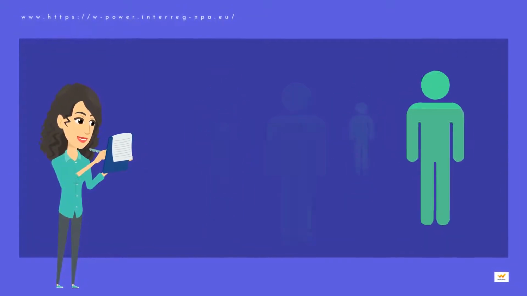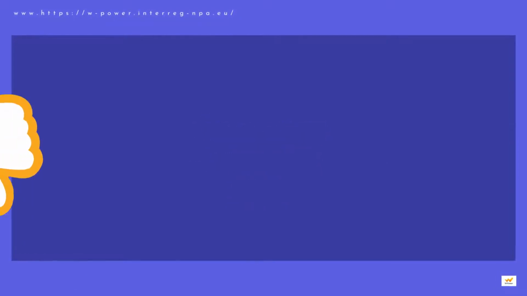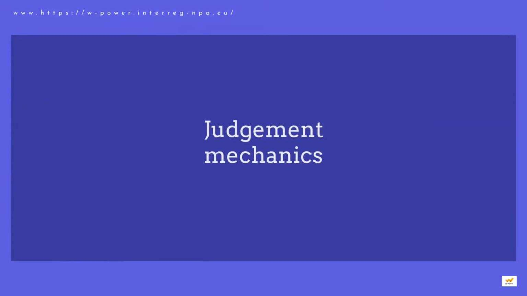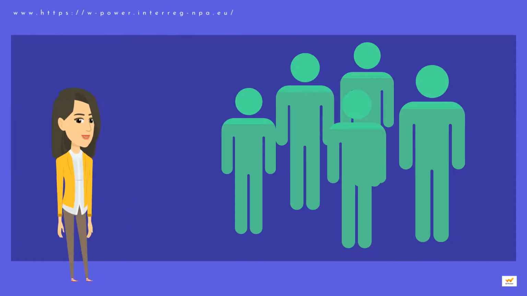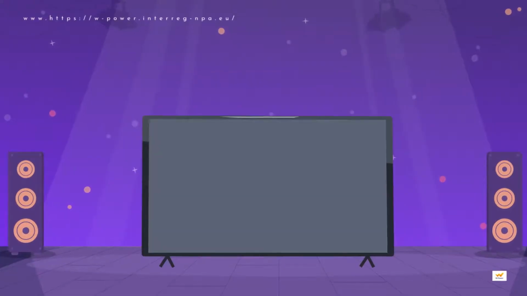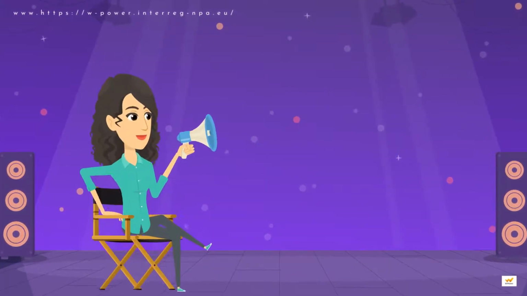Select the members for the first stage selection panel and for the final competition. Create judging criteria and fair judgment mechanics. Decide how many pre-selected ideas will be invited to pitch their idea to the judges. Choose the venue or online platform for the pitching contest.